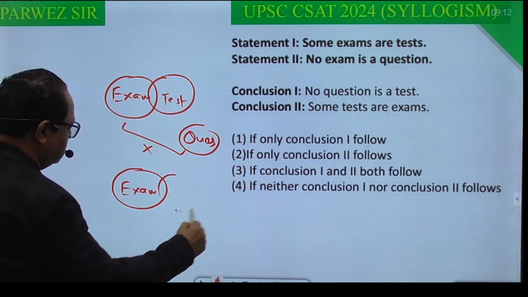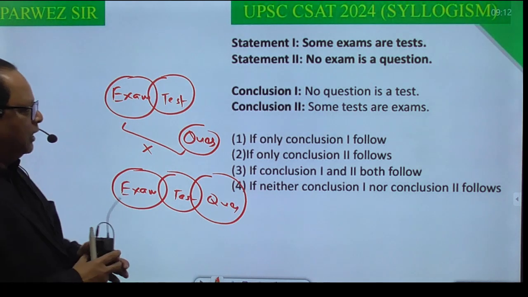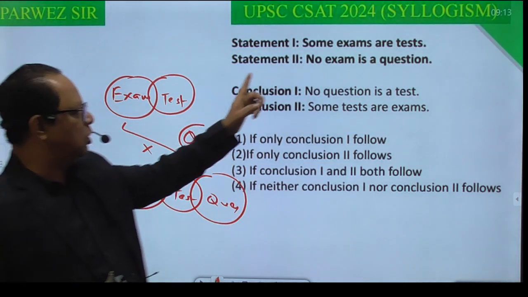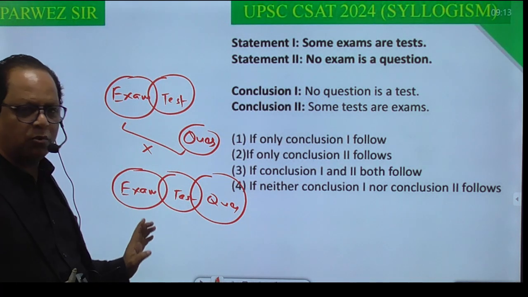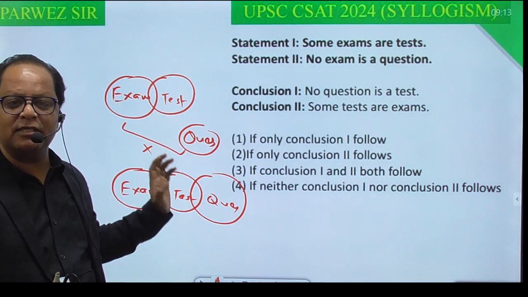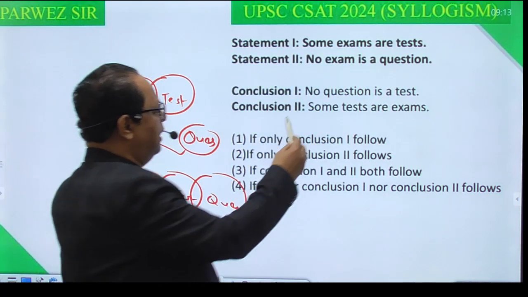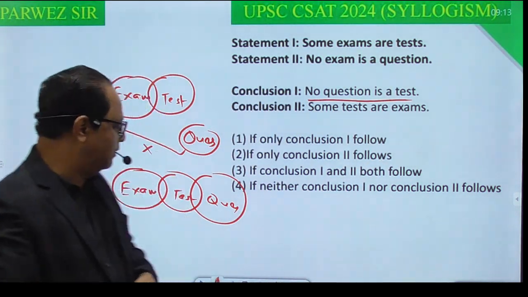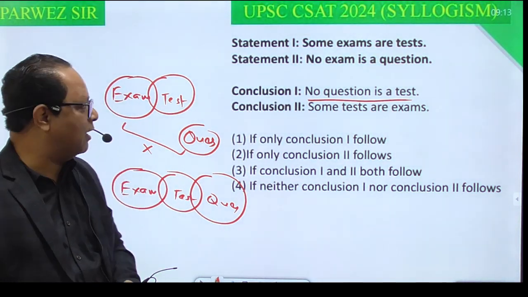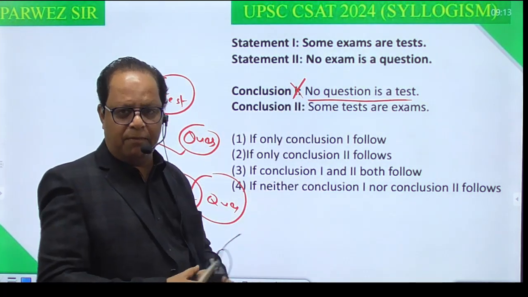Some exams are test, and question can be here. Now match with the statements. Some exams are test. No exam is a question. Both pictures are absolutely correct because both satisfy the statements. But we cannot say confidently that no question is a test, because there is a possibility that question can be connected with test. So we can't say clearly whether no question is a test is right or wrong. That's why the first option will be wrong here.